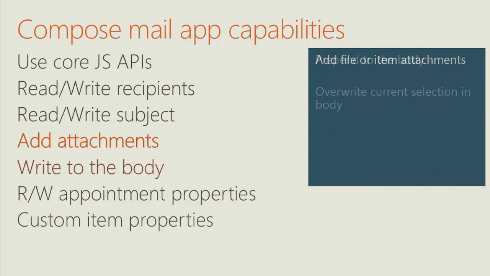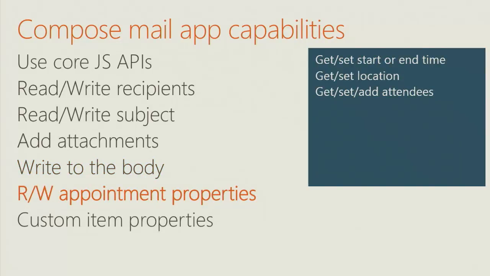You can write to the body. Now today, write to the body is rudimentary, but at the same time still very powerful. So you can't read the body, but you can prepend to the top of the body, or you can overwrite the current selection. What that means is that you can write to wherever the cursor currently is located. If this was an appointment, then apps can get or set the start or end time, or they can get or set the location, again, interact with attendees.